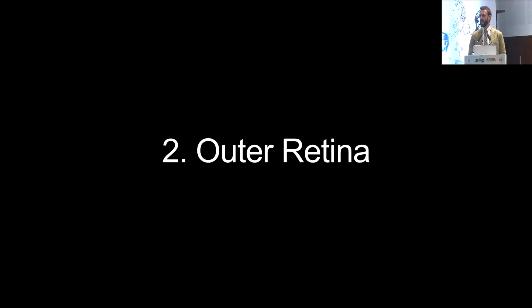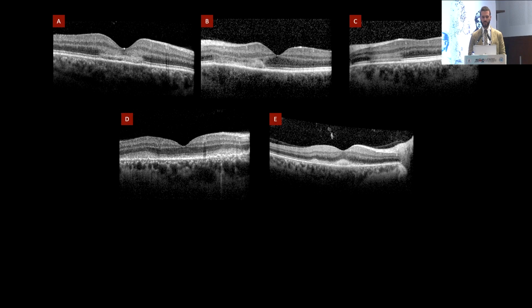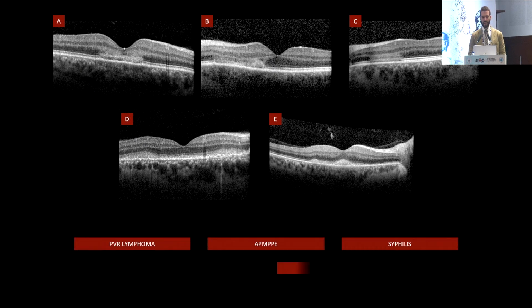Now, moving on to the outer retina. OCT in the outer retina, I showed you before how AMPPE, for example, gives you this hyperreflectivity and edema of the outer nuclear layer. So are all these cases of AMPPE? No, these are all cases of different pathologies. And so this is why OCT is great. I love OCT, but we need to analyze better.